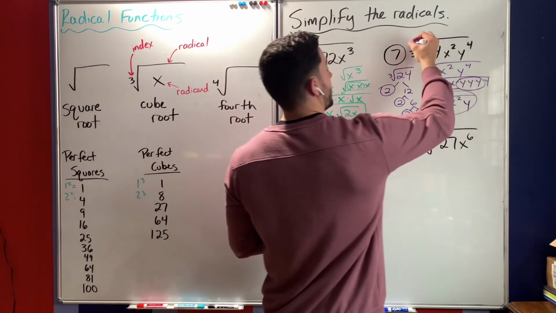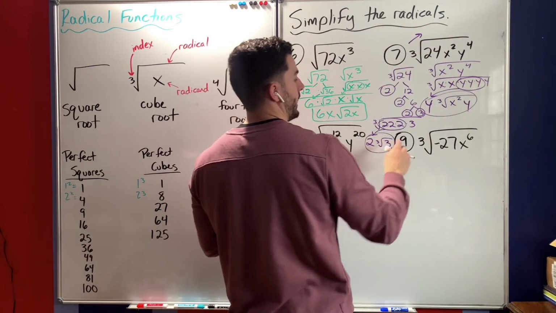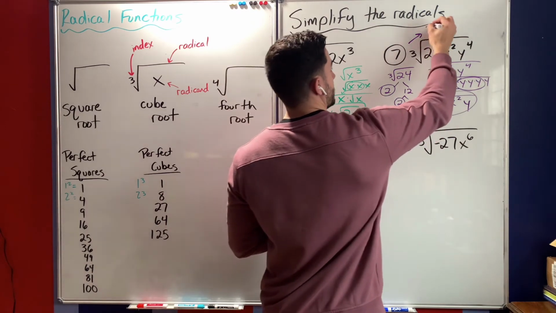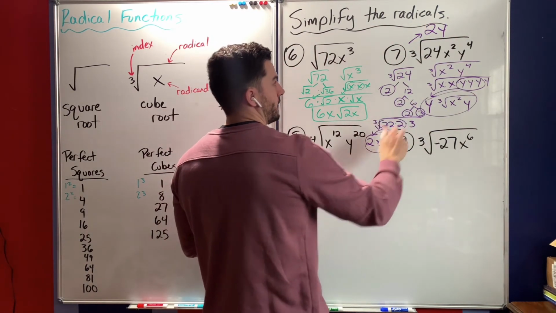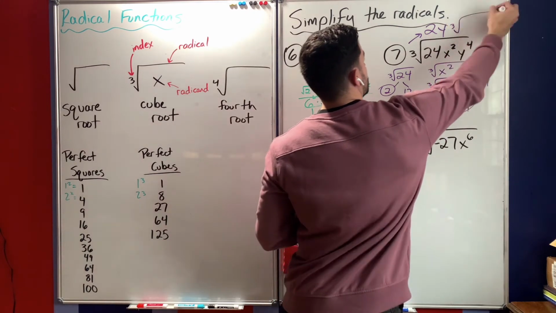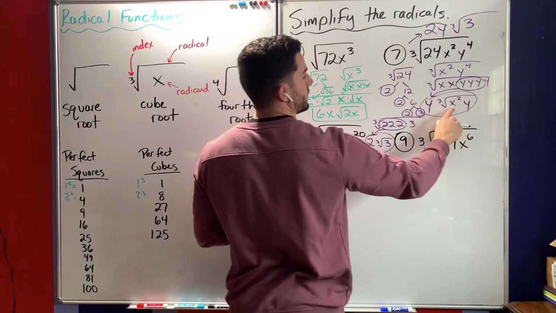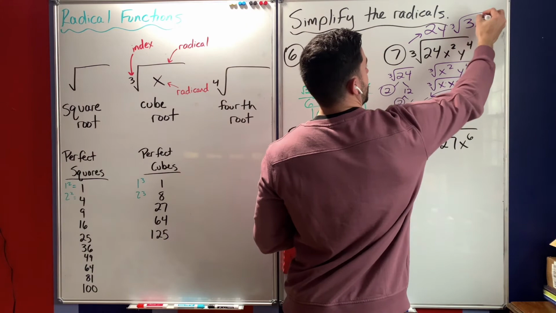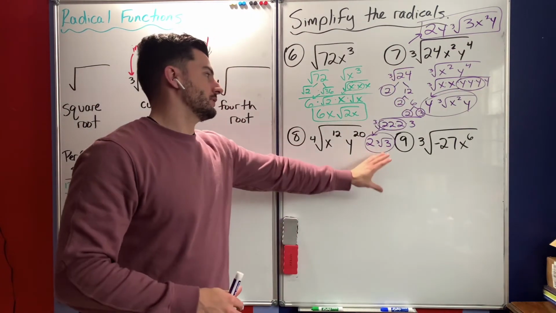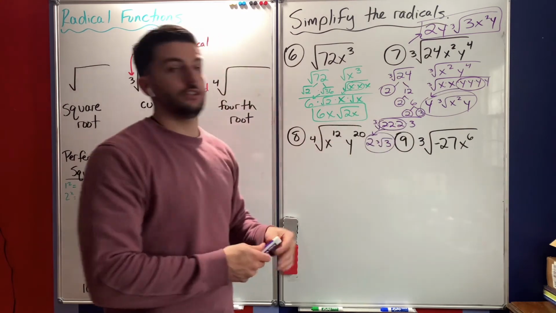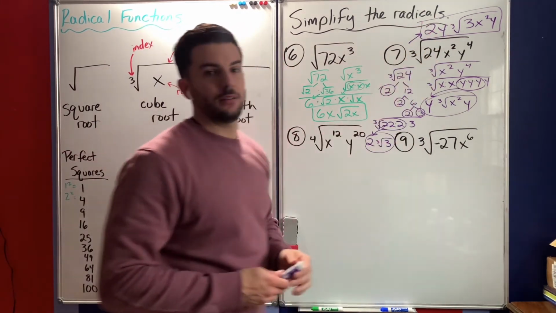Combining that, my final answer is: the outside terms are together, so the 2y is together, and then what's inside the radical is the cube root of 3 and this x squared y, which is also in the radical. That's a messy one, but that is all that is left in the radical. You can simplify it a little bit, but not a whole lot.